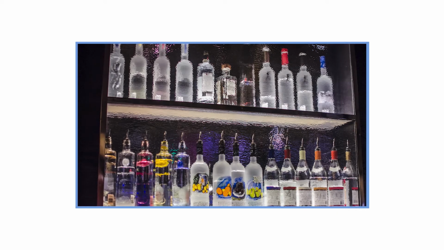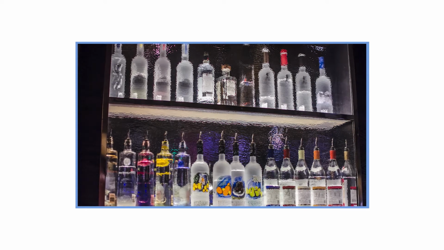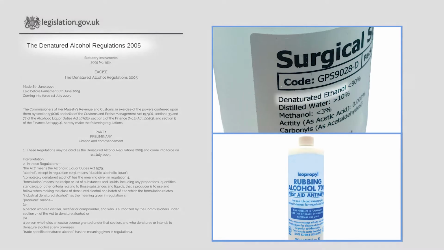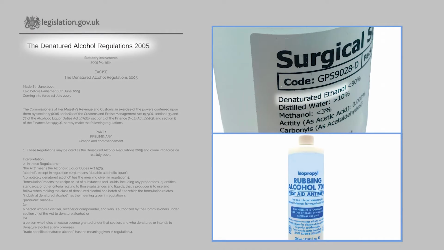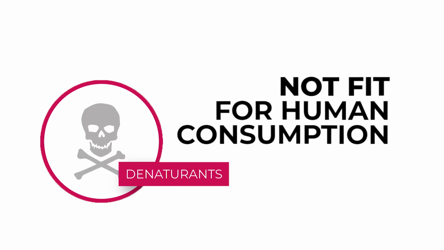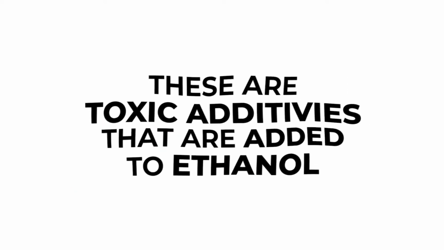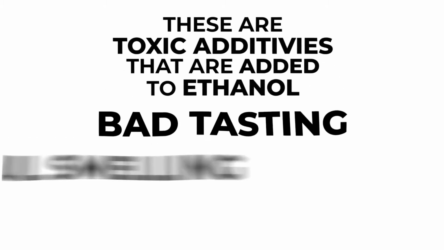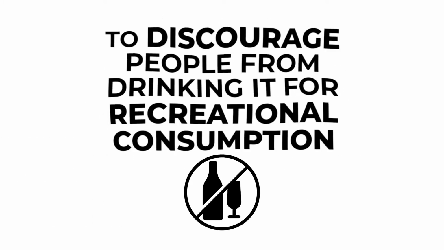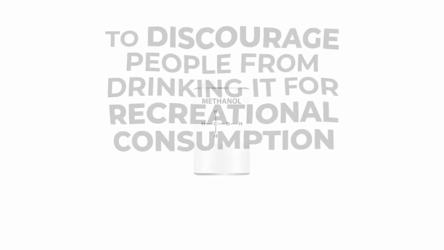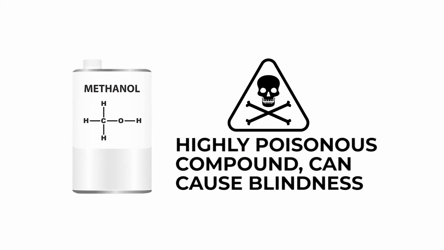Ethanol is the very same alcohol contained in alcoholic drinks. Ethanol is also found in surgical spirit or rubbing alcohol. By law, toxic substances called denaturants are added to ensure that it is not fit for human consumption. These are toxic additives which are added to ethanol to make it bad tasting, foul smelling, or nauseating, to discourage people from drinking it for recreational consumption. The main additive traditionally used is methanol, a highly poisonous compound that can cause blindness.